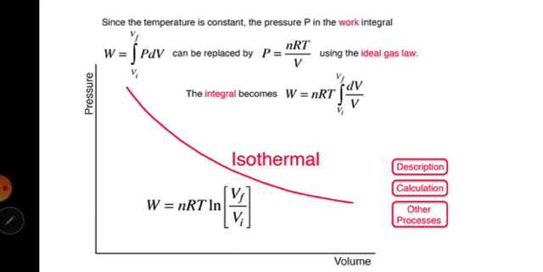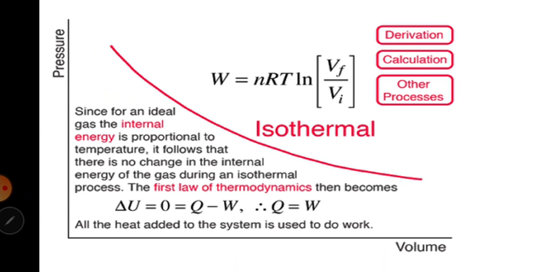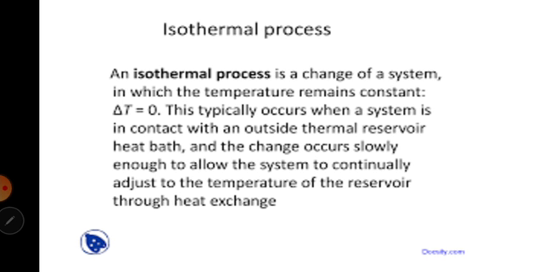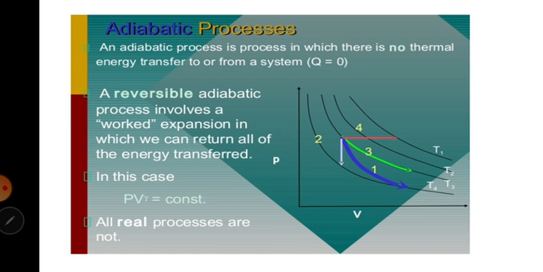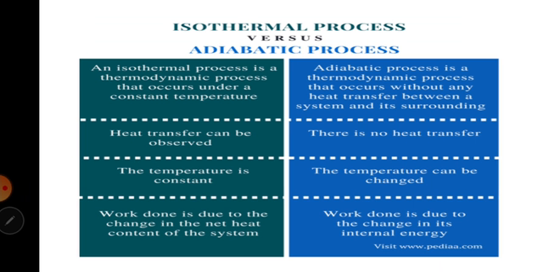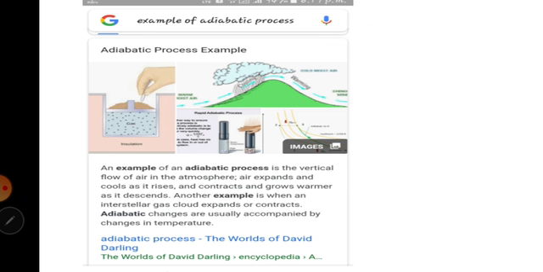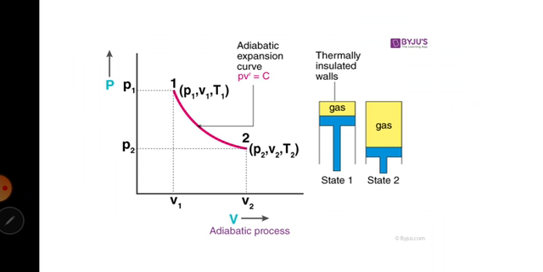Then we explained the isothermal process, the adiabatic process, and the isobaric process. This one is isothermal. Then the adiabatic process, the difference between isothermal and adiabatic, and a few examples.